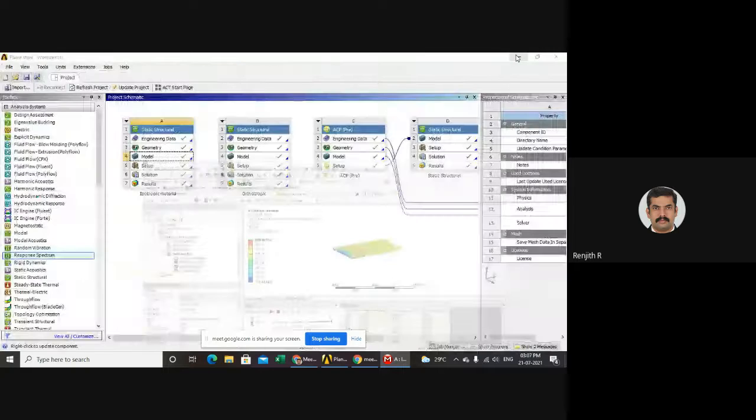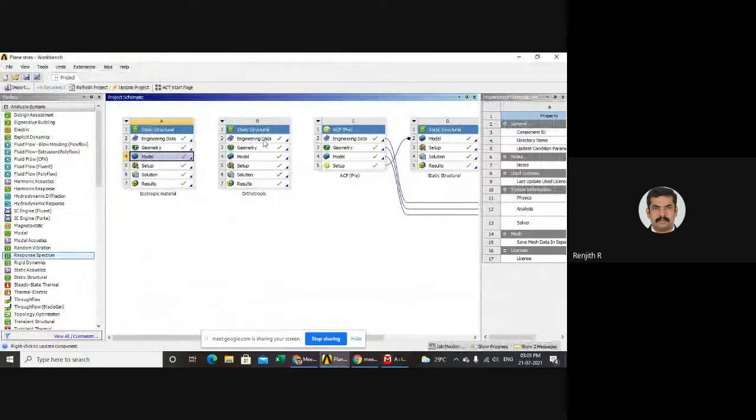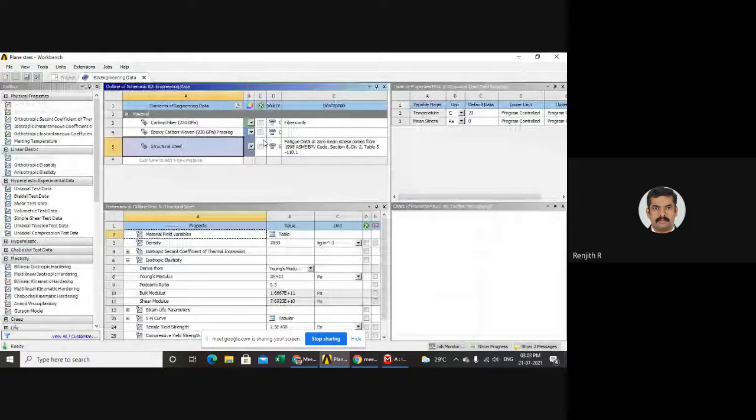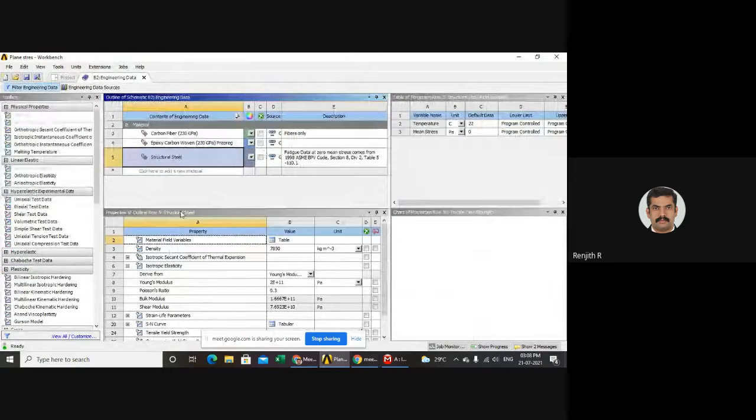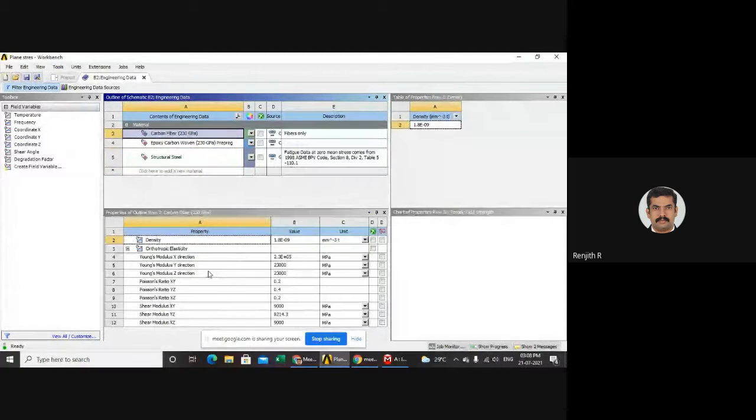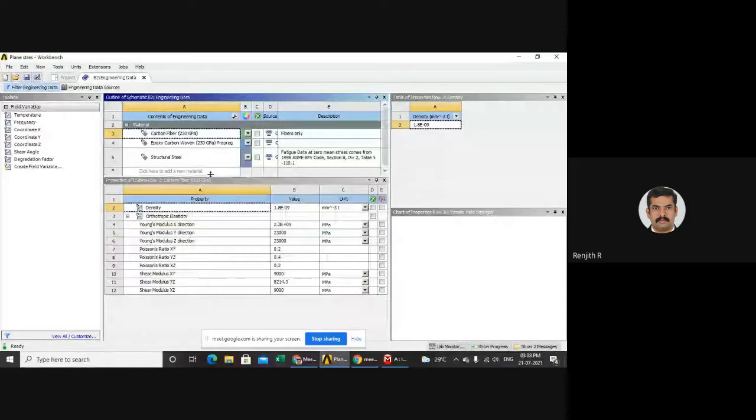And the next one is with the orthotropic material. If you open the engineering data, you can see the same structural steel is there, but I added two composite materials. One is carbon fiber. If you open the carbon fiber, you can see it requires 9 constants. Even though we are assuming it is a transversely isotropic or orthotropic material, we have to give 9 constants. One second. There is one question in the chat box.